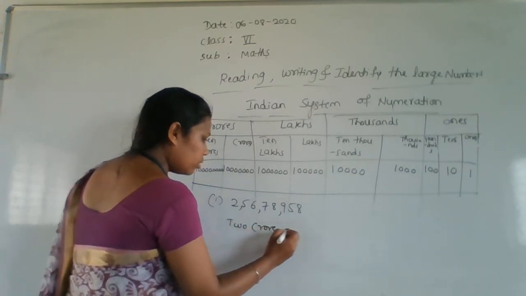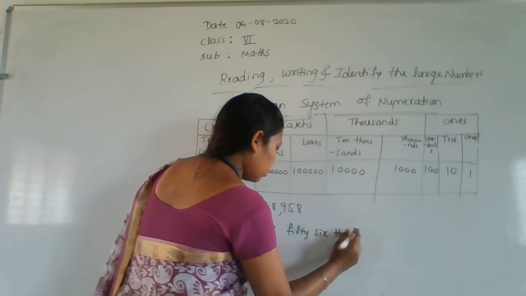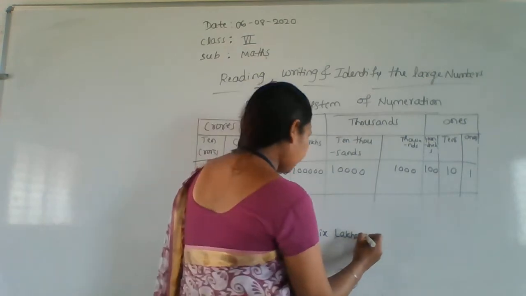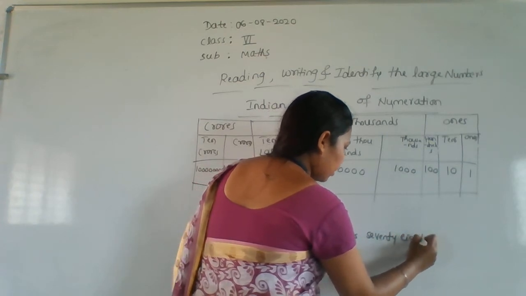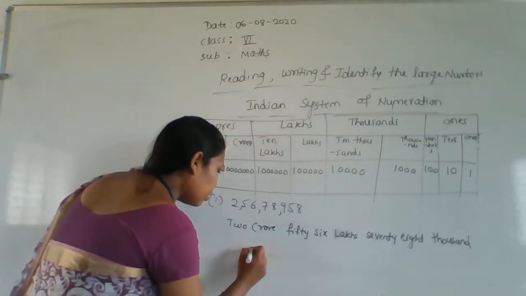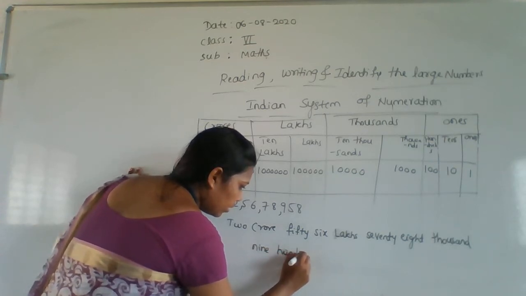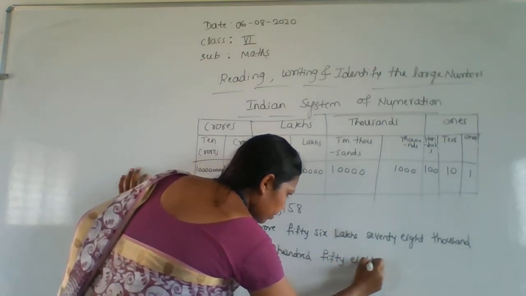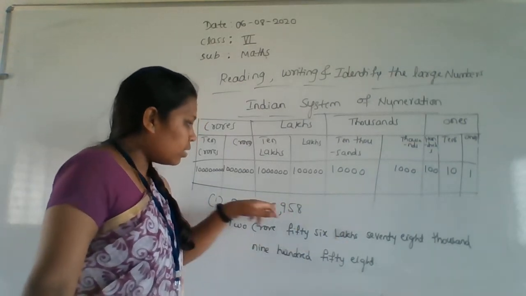2 crore, 56 lakhs, 78, 958. So this is the number name. Okay, 2 crore 56 lakhs 78,958.